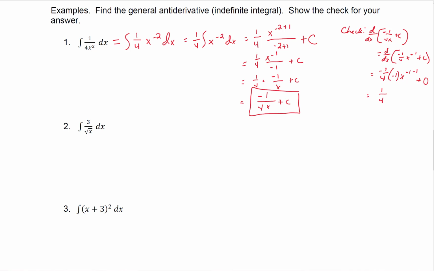So then this gives us positive 1/4. Negative 1 times negative 1/4 is positive 1/4 x to the negative second power plus 0, so that can just go away, which is 1 over 4x squared, which was our original integrand. So it does check.